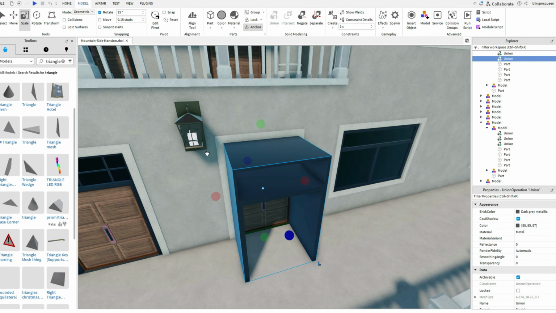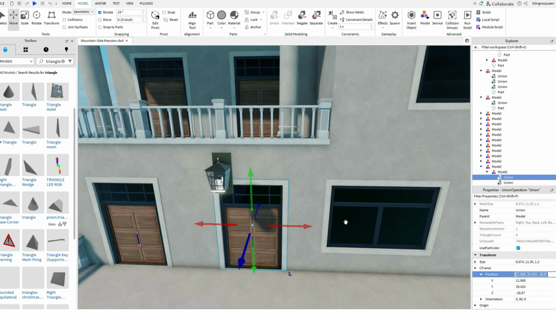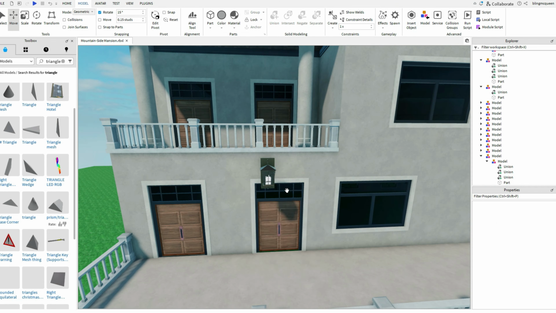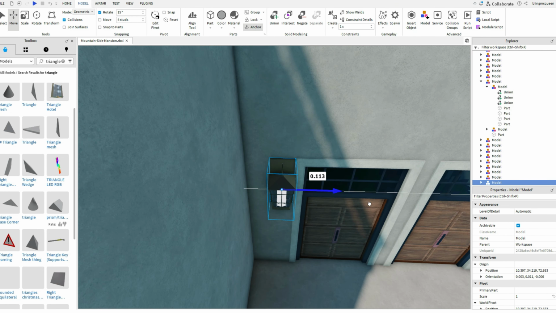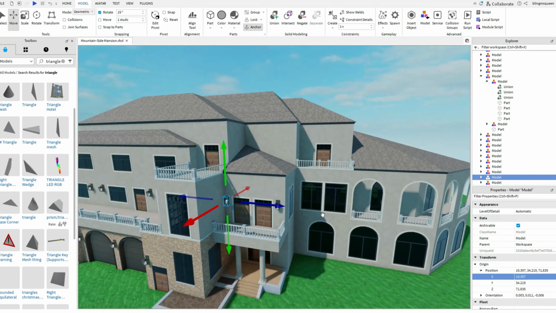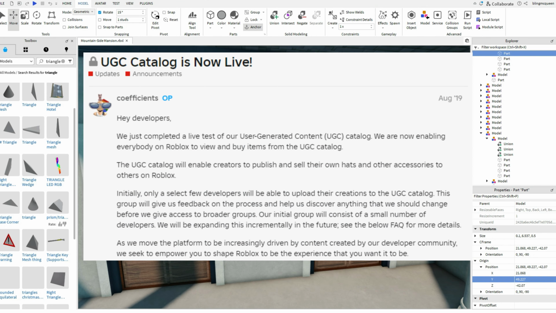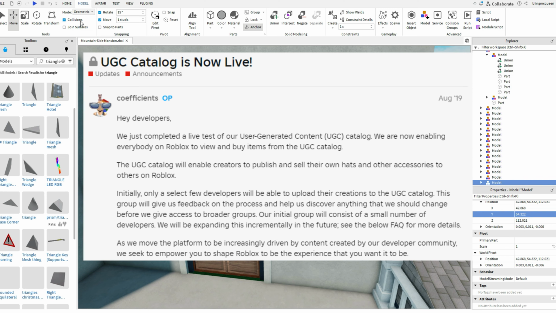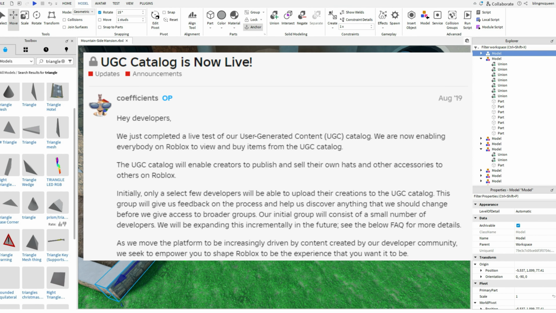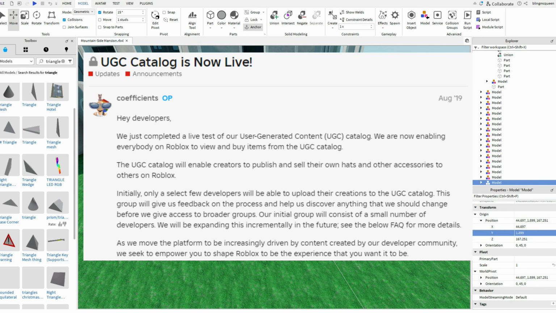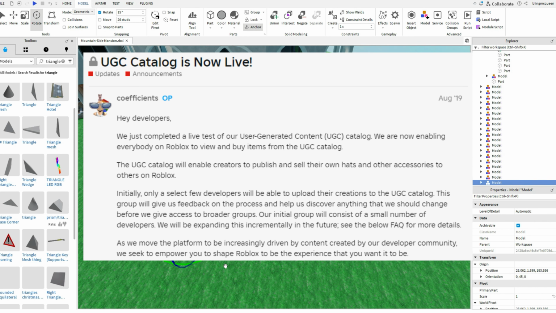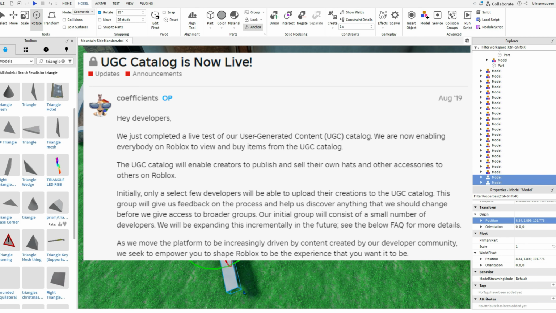The release of UGC was a gradual process spanning across around 5 years, so you'd assume these problems would have been sorted out before its release, but it's Roblox, so you can't expect too much. On August 15th, 2019, UGC was announced through a dev forum post titled "UGC Catalog is now live." Within the article, it's explained that a live test for UGC Catalog was completed and now everyone will be able to view and buy from it.